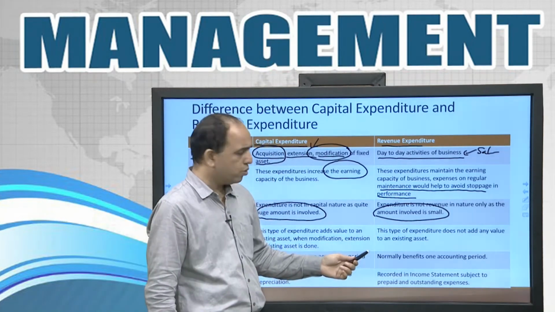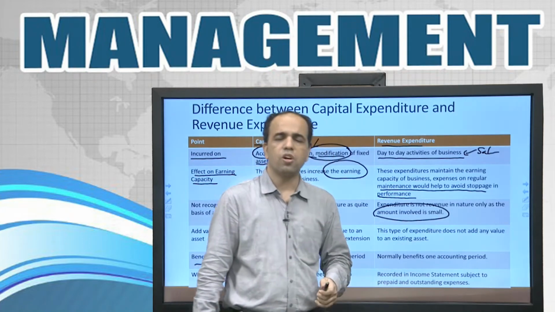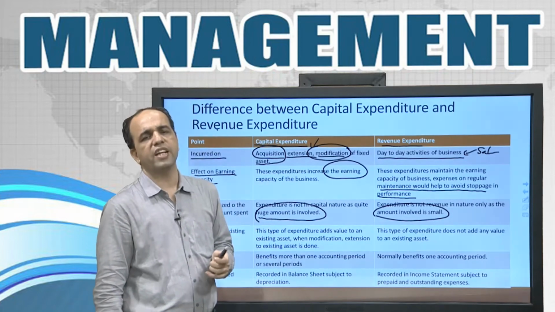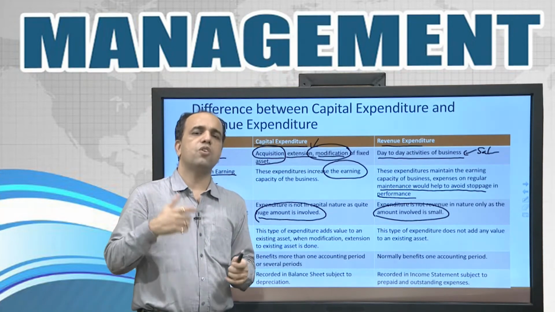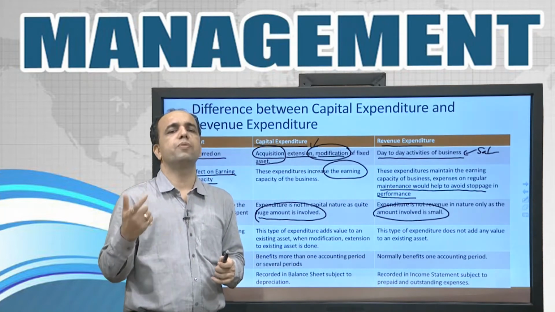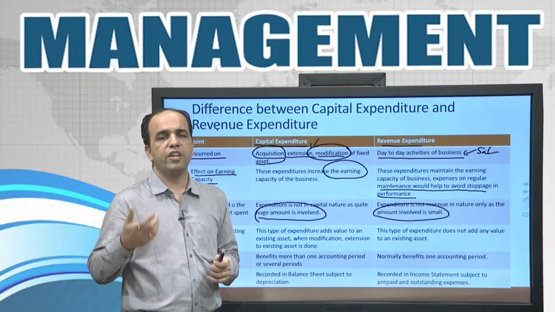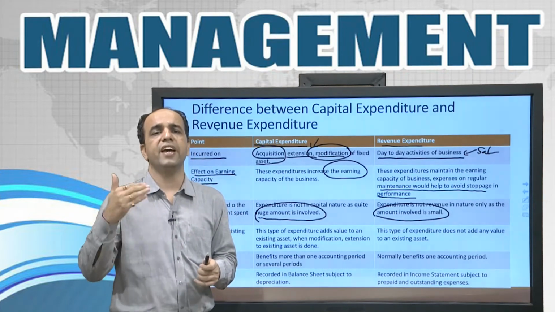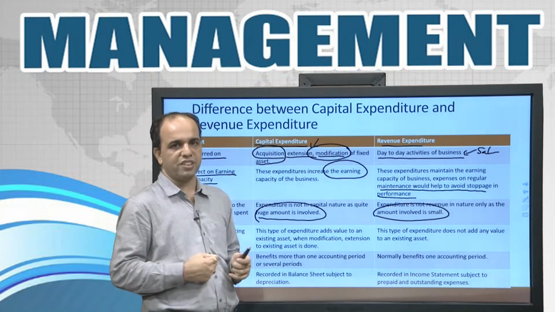While under revenue, normally the benefit is for one accounting period. Salary or rent, taxes, if we pay, it is for one accounting period. Next accounting period, again we have to pay the taxes, the salary, the rent, and other stationery expenses. So, frequently happening expenditure, frequently happening events, means revenue expenditure, we can say.